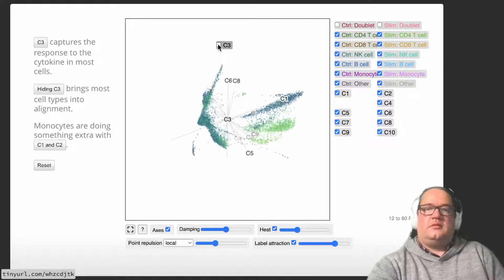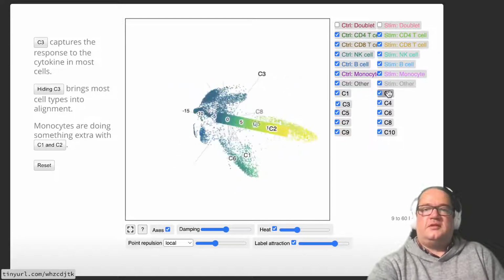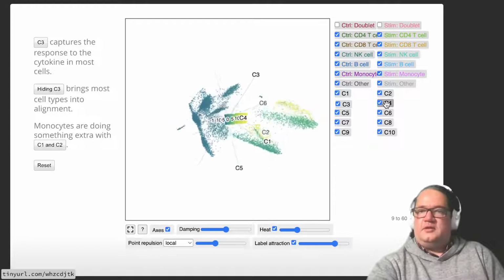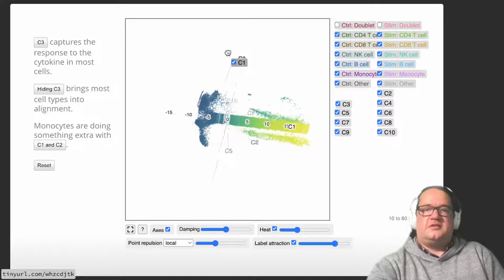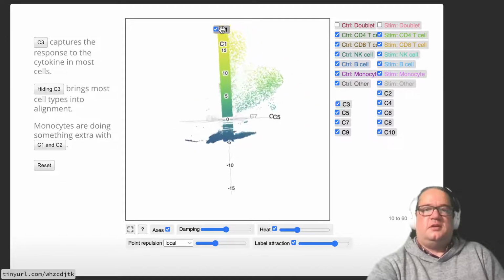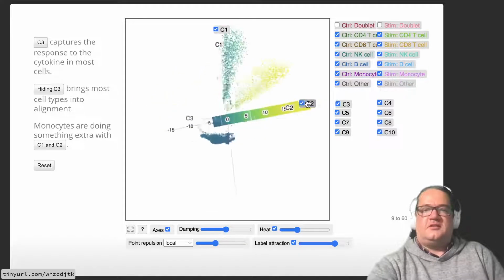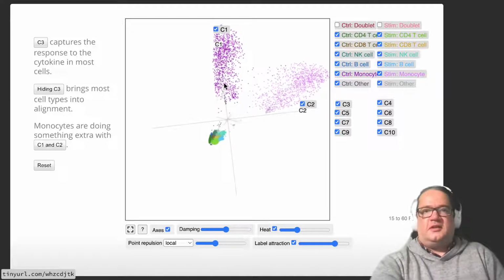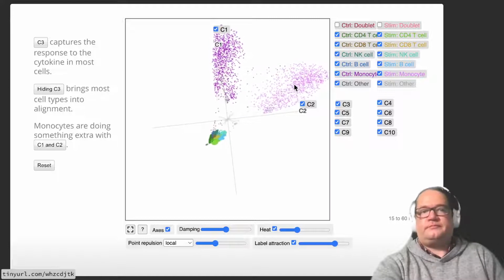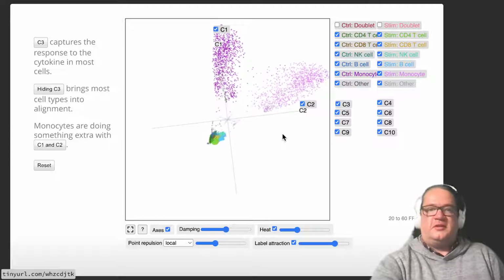So we could dig around some more, have a look at other components, and notice C1 seems to be, basically, is the cell a monocyte? And then C2 is some specific response to that cytokine in the monocytes. So you can play around and really dig out what's going on in the data.